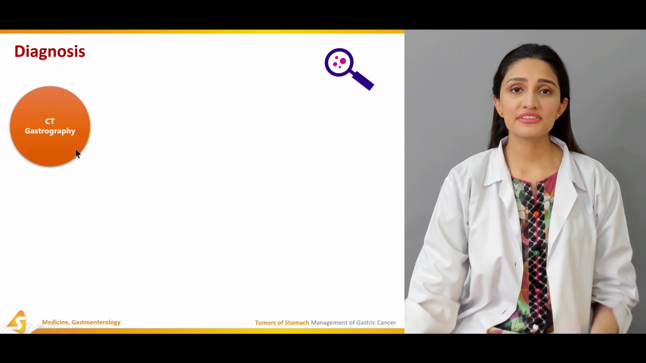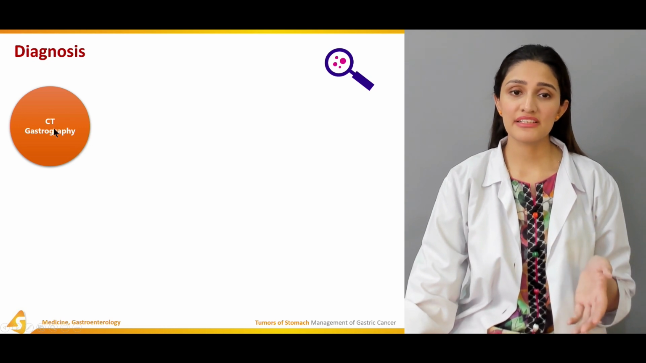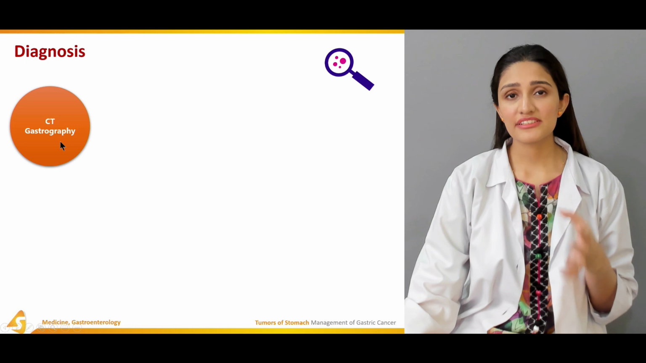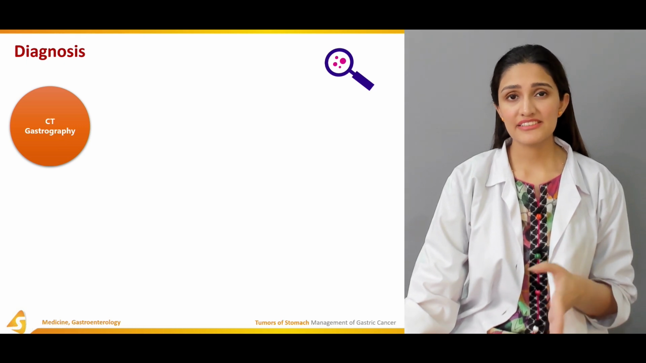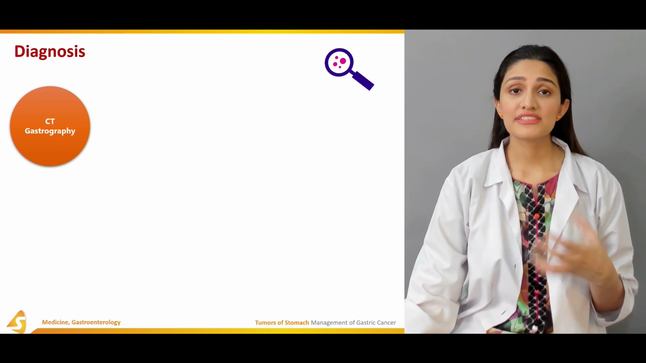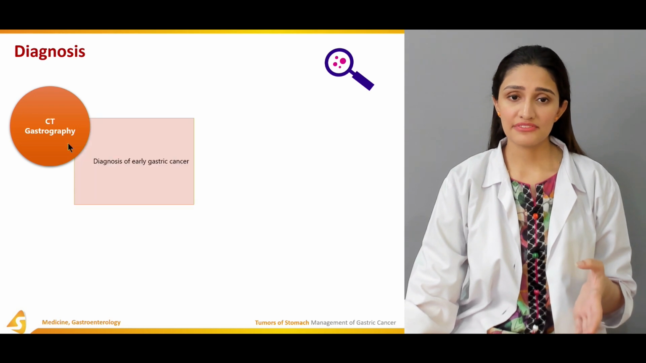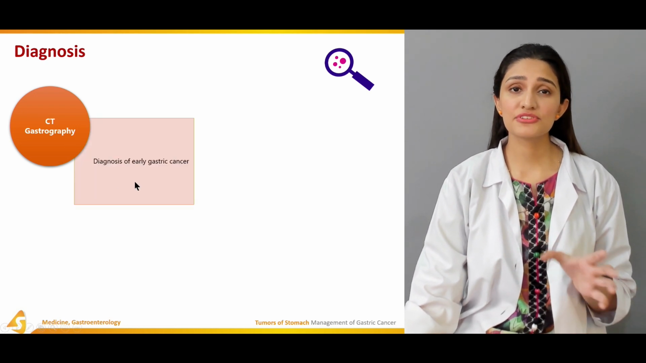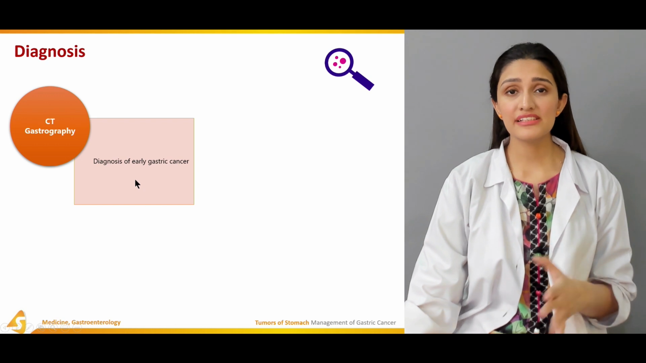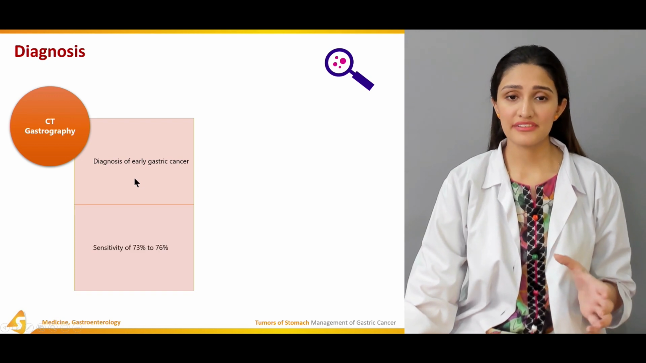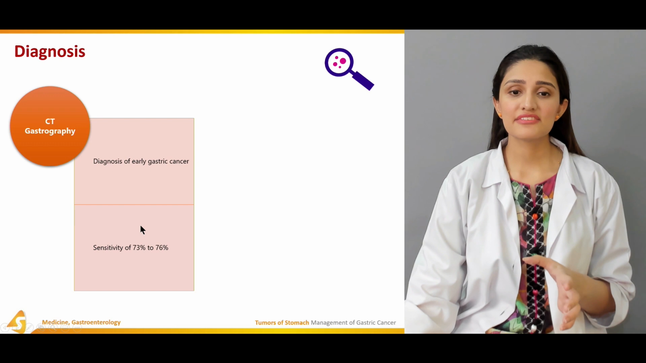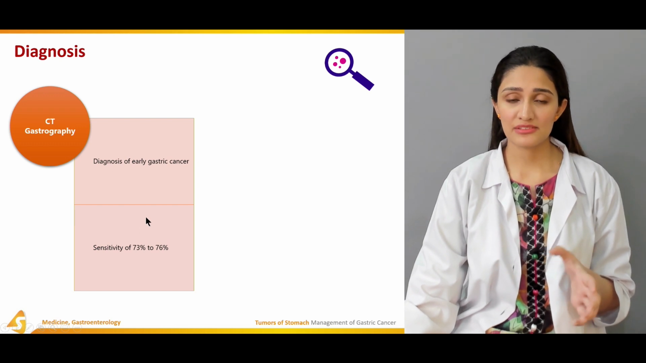So, if we talk about the other types of investigation, one being the CT gastrography, a lot of studies are going on these days to know the significance of CT gastrography. Other than that, it is usually for the diagnosis of early gastric cancer as compared to late gastric cancer, and the sensitivity is around 73 to 76%.